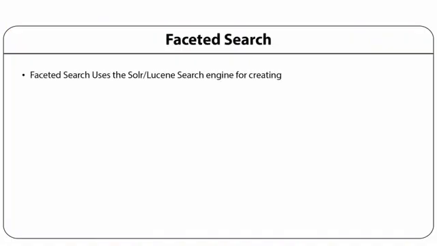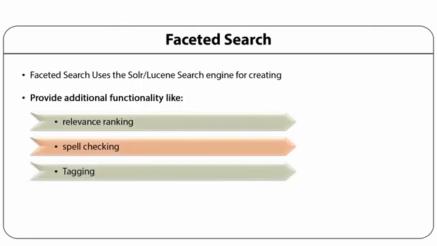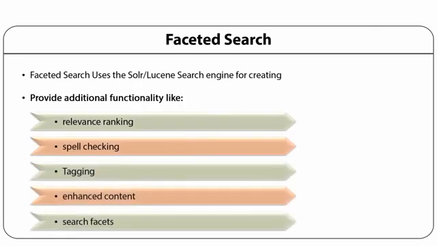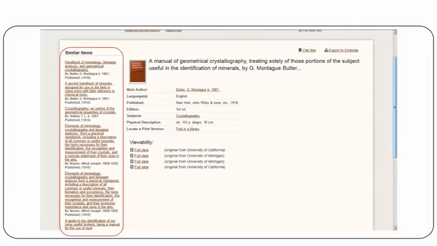Faceted search. With the invention of search engines like Lucene, which generate indices from metadata and full text and retrieve results faster by searching the indices, newer discovery features are added for searching digital libraries. So faceted search provides search and discovery functionality and may include next generation search features such as relevance ranking, spell checking, tagging, enhanced content, and search facets. The facets can be deployed as tools to refine a large number of search results to narrow down the search strategy to the specific interest of the users.